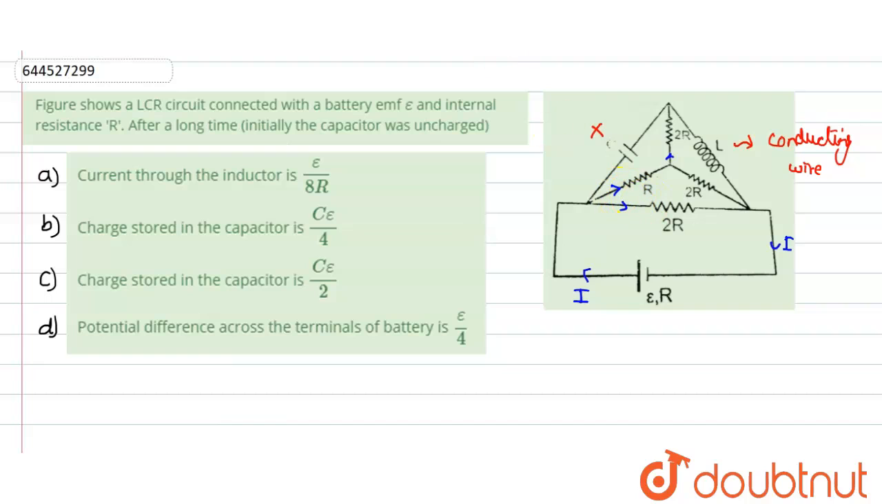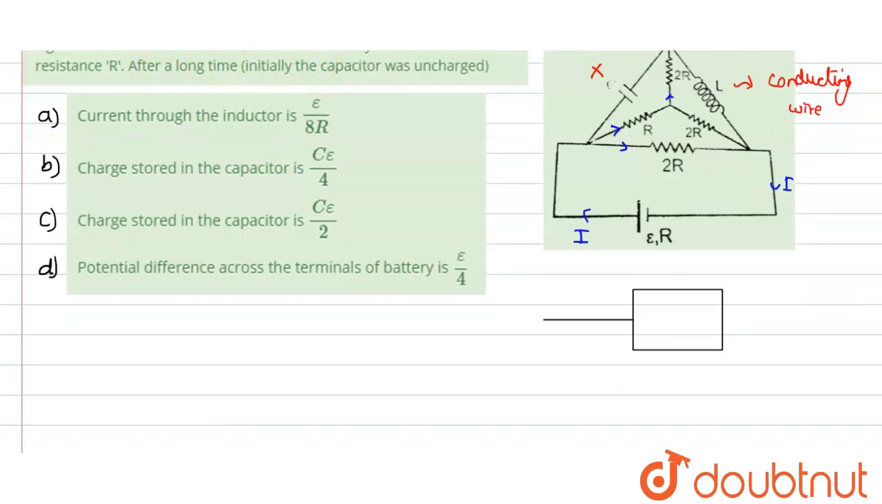Now, let's draw a representative figure of our circuit. This and these would be in parallel, and then they would be connected with the resistance R in series. So we make the resistances: this resistance is R, this resistance is 2R, and this resistance is 2R. So they both are in parallel.